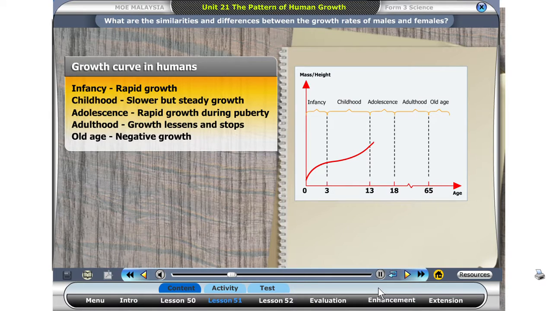Another period of rapid growth happens during adolescence. This is the stage where children are transforming into adults. Physical and emotional changes occur as they undergo puberty. Growth lessens and stops at adulthood. Once humans reach old age, negative growth occurs where there is a decrease in the height and body mass.